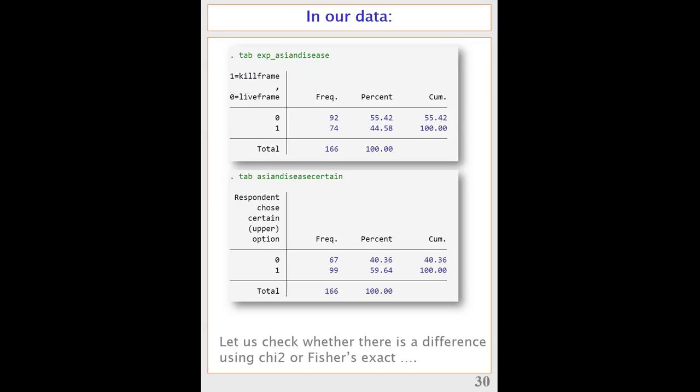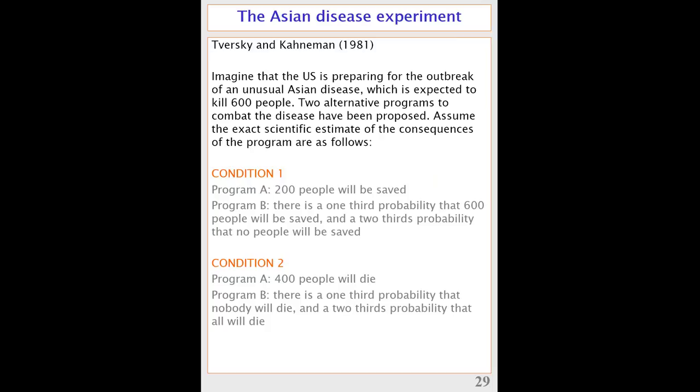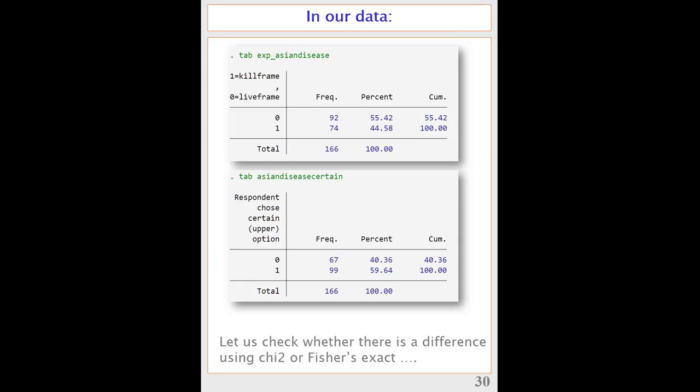So first, here you see a tab of the variable itself, age and disease, and this was done at random. So in the end, it turned out that 92 of you were in the live frame, so that means where we say 200 people will be saved, that's condition 1, or in the kill frame, that is number 1 here, 74 of you were in there. And then here, the respondent chose a certain option. Certain would be A there or A there. Here in, let's see, 99 of the 166 cases. So that is simply the tab of the separate variables.